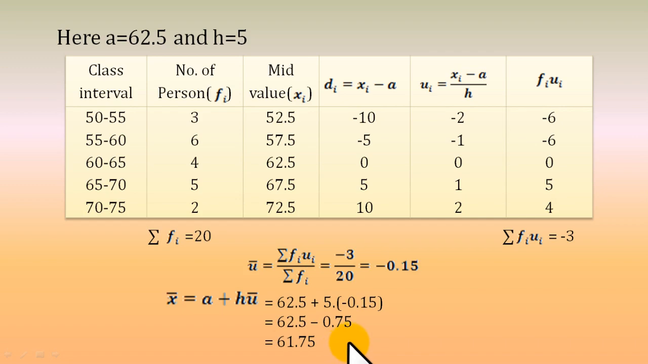As you observe, in these three methods we get the same value of the mean, that is 61.75.